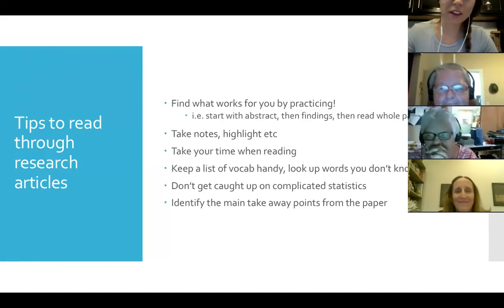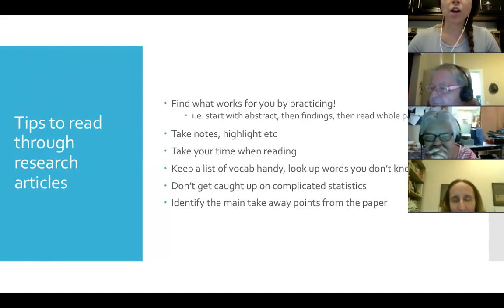As we go through. And then the main goal after reading through this research article is to take away the main points from the paper. What did the researchers learn, and what does this mean moving forward?